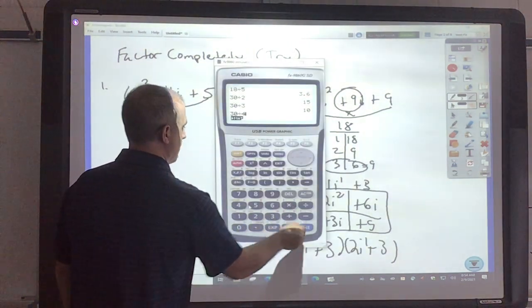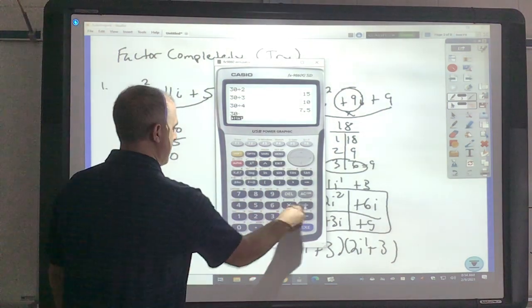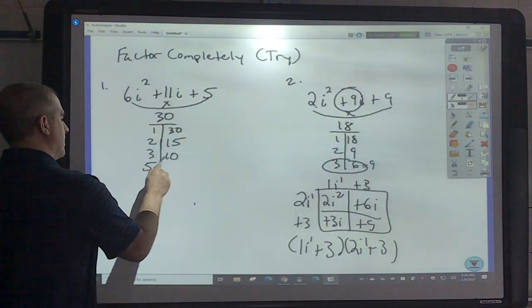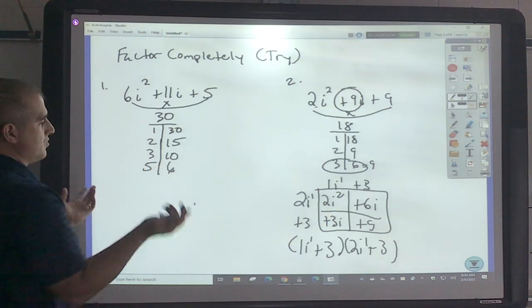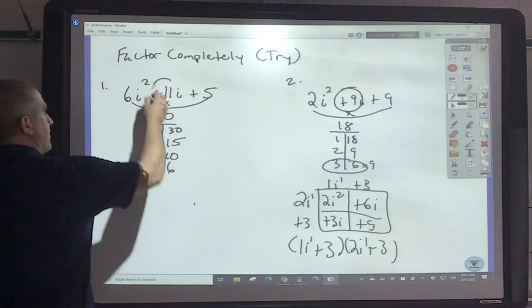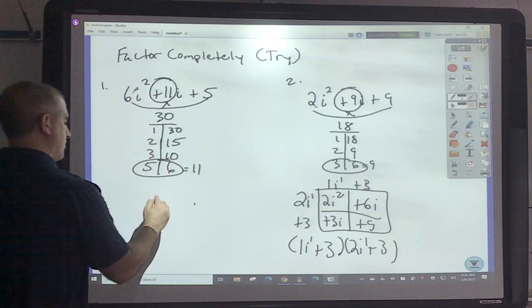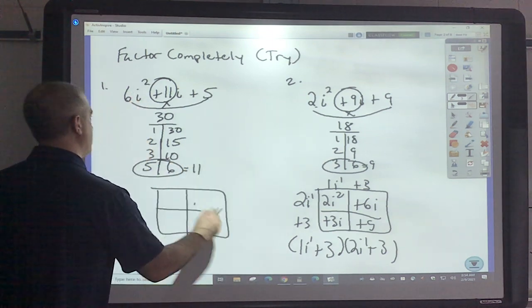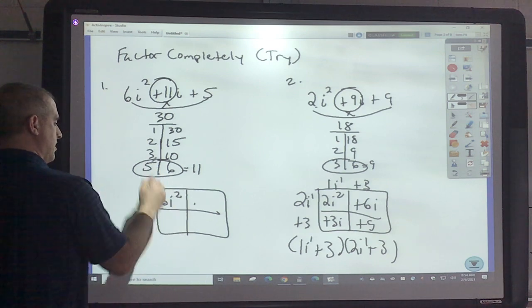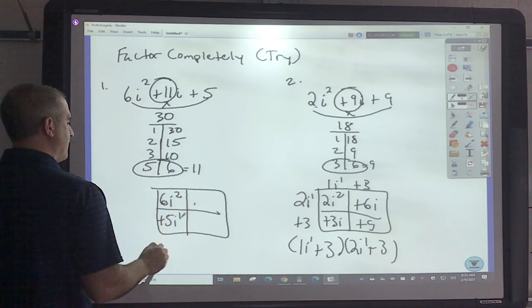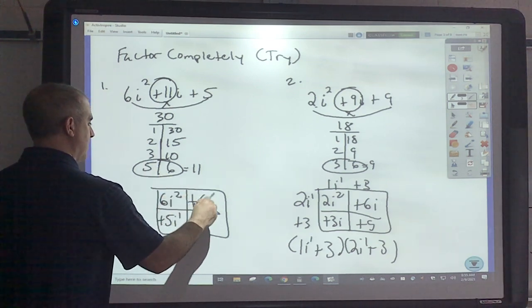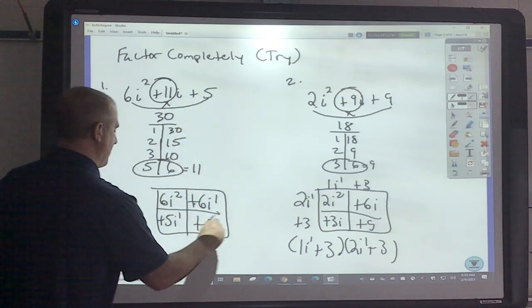30 divided by 4 is a decimal, can't write it. 30 divided by 5, 5 and 6. Can't go any further than that because there are no more numbers. I'm looking for the set that adds up to 11, which would be this set. So this would be my first term, 6i squared. This would be my second term, 5i to the first. This would be the next term, 6i to the first, and obviously this would be the last one, 5.